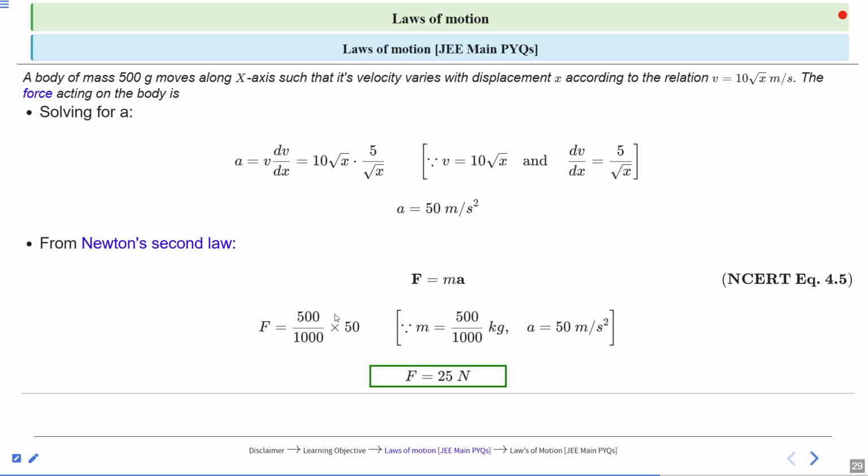If we talk about the denominator, there is a 30. If we talk about the numerator, here also 30. So 30 cancels out. The remaining term is 5 into 5. That's why the answer is 25 Newton. Clear? So the force acting on the body is this one.